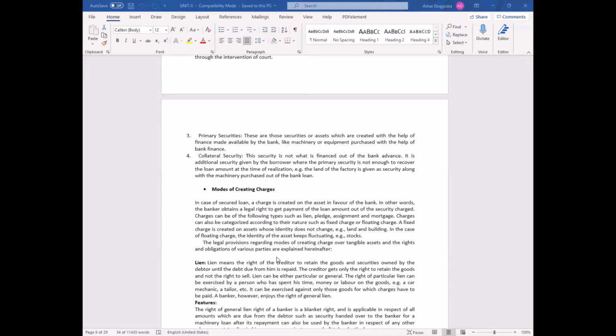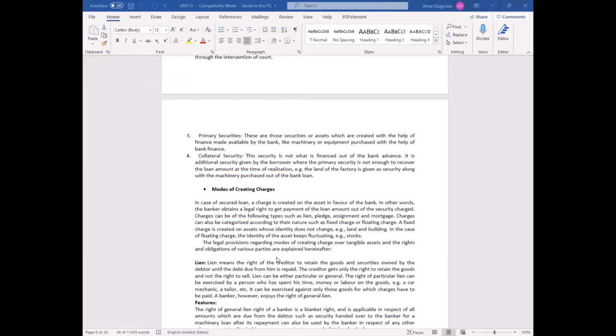And that's why this is called creating the charge on an asset, where the bank obtains a legal right to use the asset to get the payment of the loan amount. But please bear in mind that this happens only when the institution which has taken the loan, which has taken the advance, is not able to pay back the amount. That is very, very important. Only the charge-related legal right will be exercised when the bank is not able to recover the loan fully or partially.